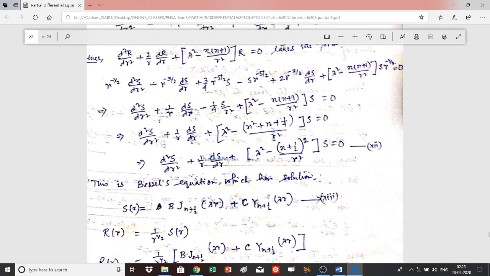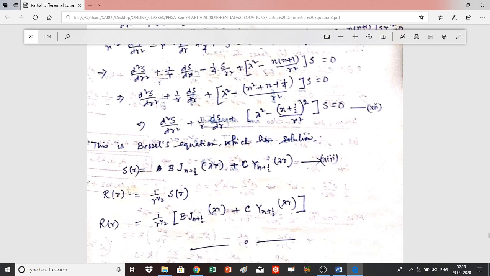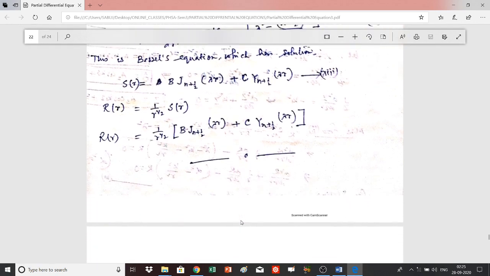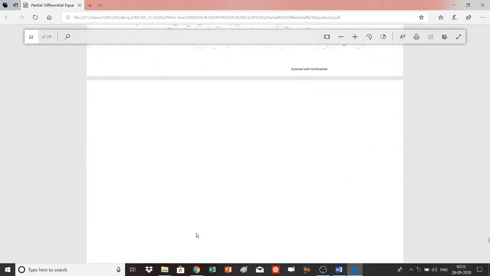This is the Bessel function of the first kind. This is the Bessel function of the second kind. So this is the solution for S(r), and you know that R is equal to 1 by root r times S(r). So if you substitute the value of S in this expression, that will give you R equal to this. So this is the solution for R. So in this case we have obtained the solution for theta, for phi, for t, and for r, and the complete solution can be obtained by multiplying all these terms.